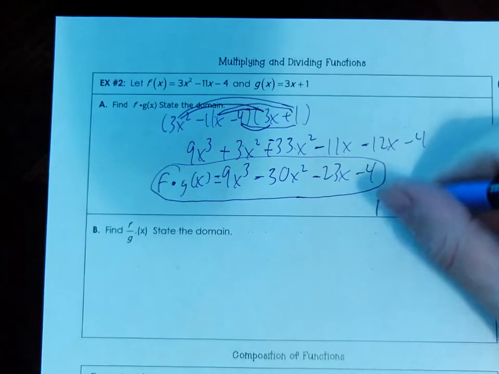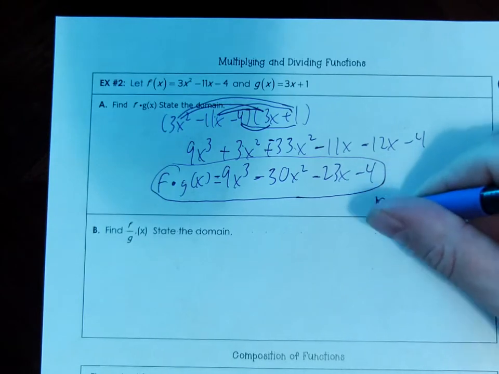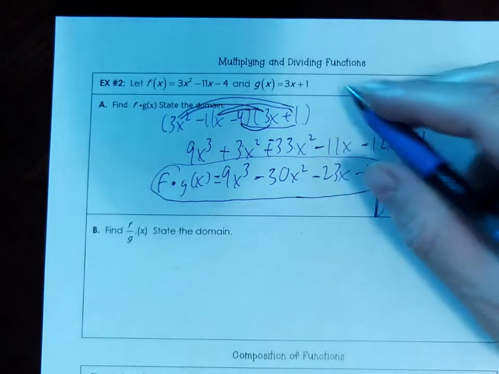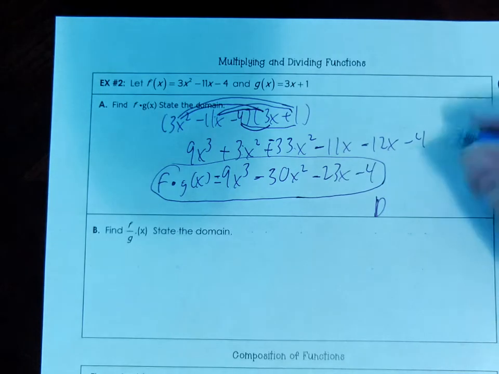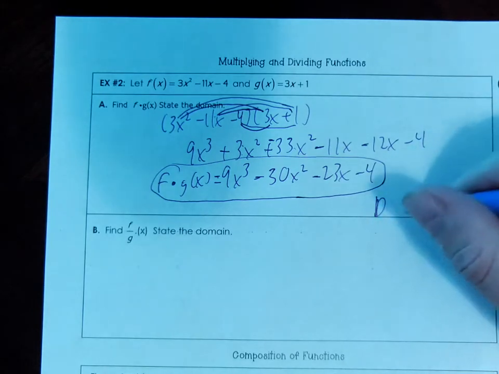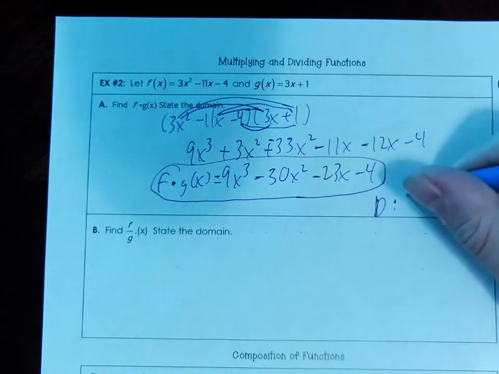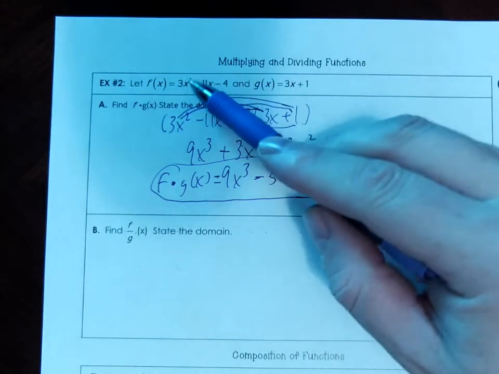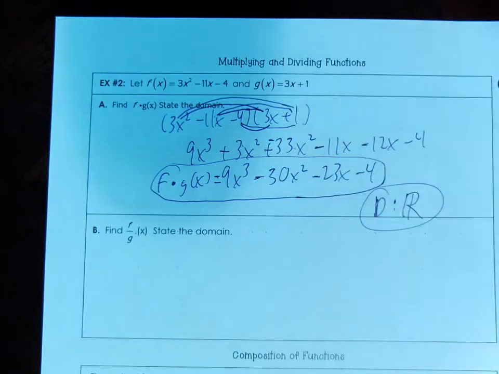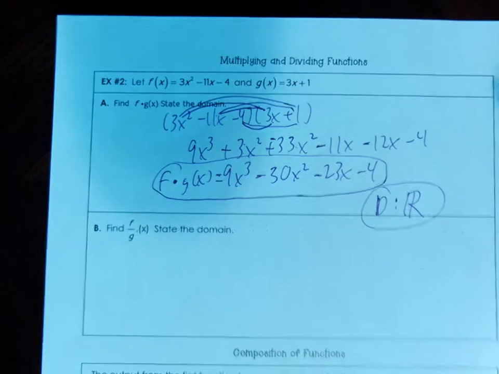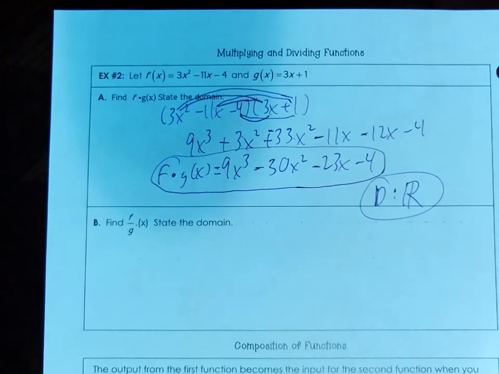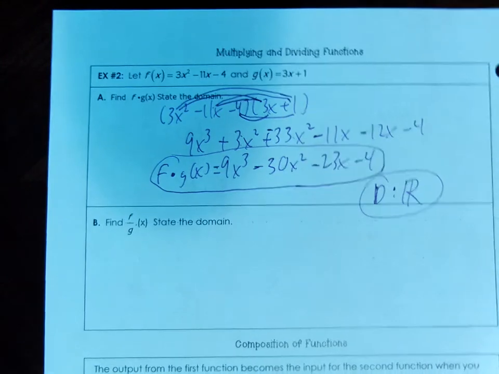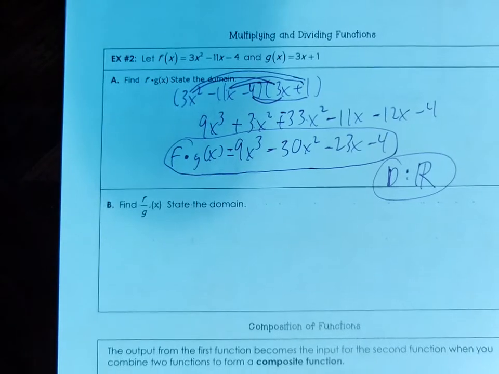And again, my domain is only limited if the domain of the original is limited, or if it's a quotient problem. So my domain here is once again all real numbers, because we can substitute any value in for x on either of these two, and on this one as well. So again, that's what you're looking for. Can you put things in for x? What can you put in for x? What can't you put in for x? Are there limitations?